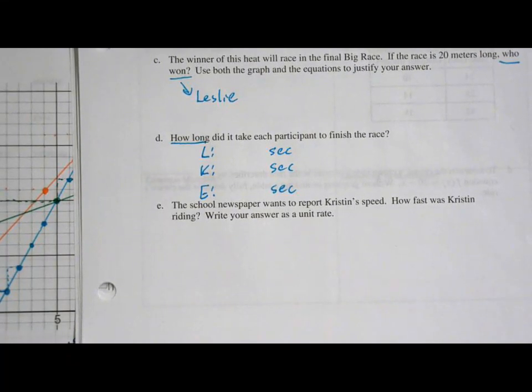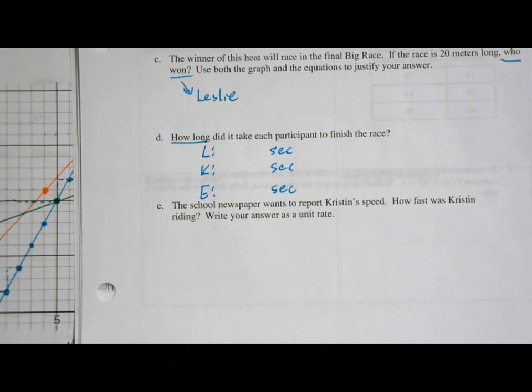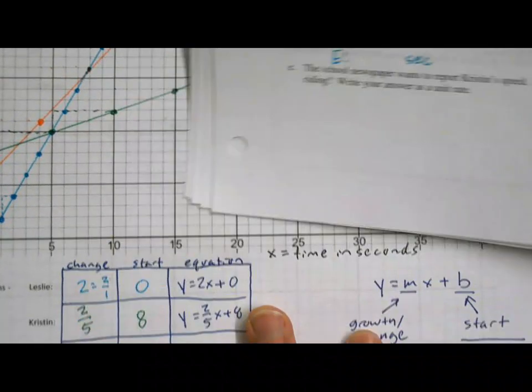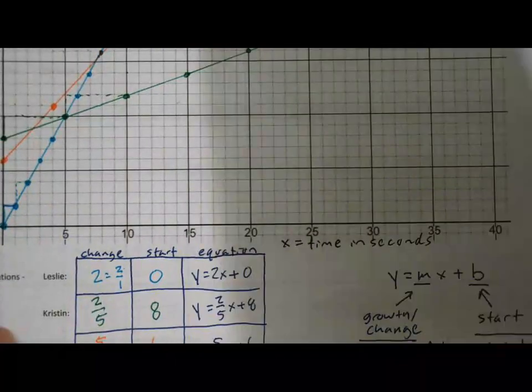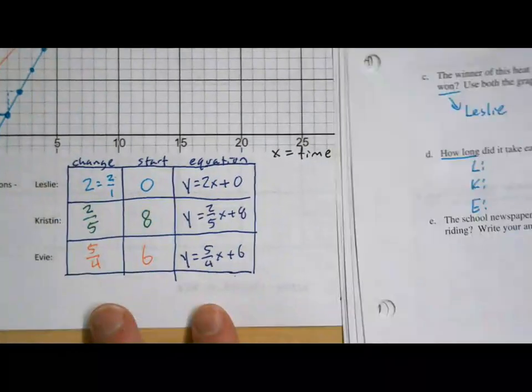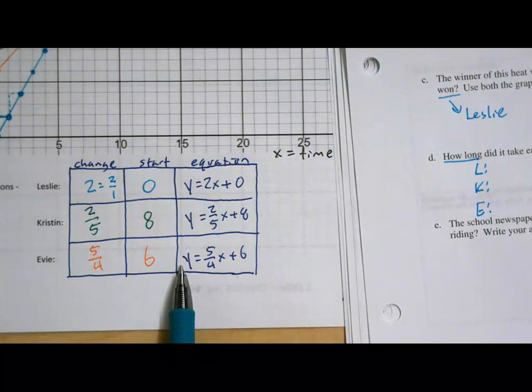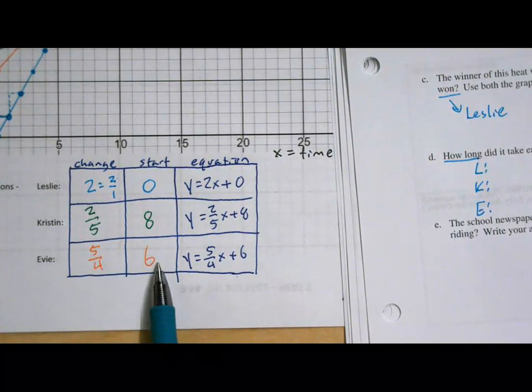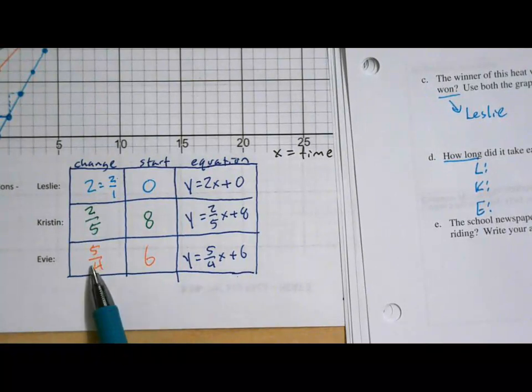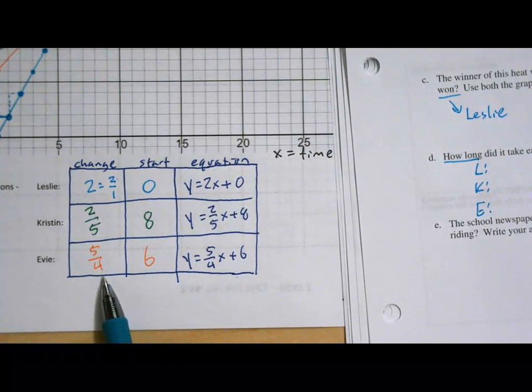And then the final question, E. The school newspaper wants to report Kristen's speed. How fast was Kristen riding? We should be able to get that from our graph, or from our table. Which of these values in our table is representing speed, did we say? Was that the change or the start? It was the change. The start was kind of like where they started. The change was how fast they were going.